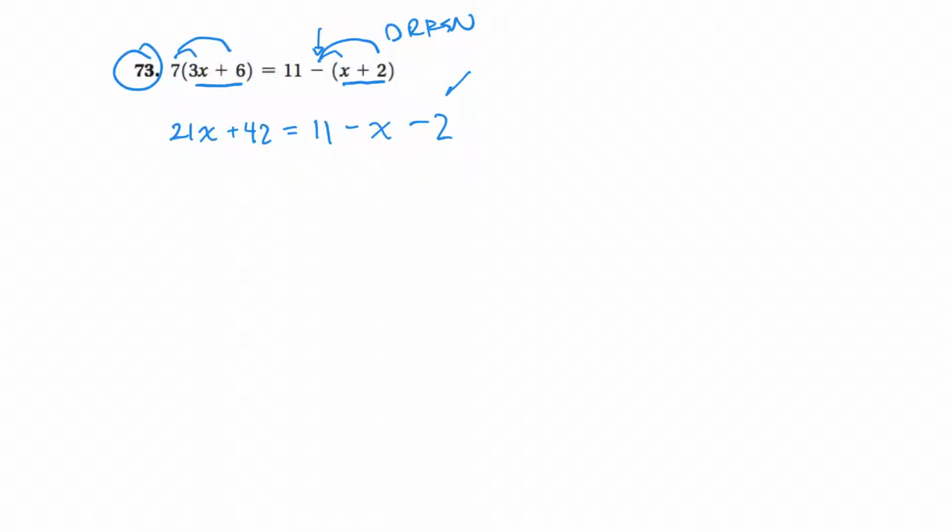Okay, now on this right side, I'll just leave this side alone. But on the right side, I can combine the 11 and the 2. So I'll have a -x, and 11 take away 2 is a +9.